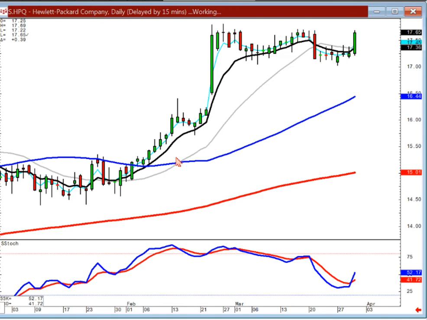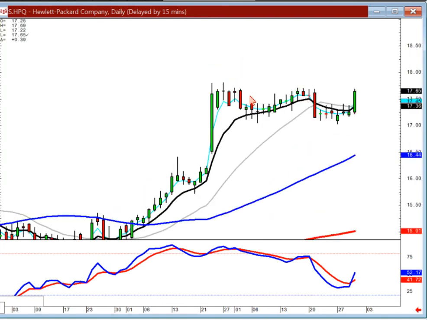Hewlett-Packard, cradle, more of a scoop. Remember, a cradle usually ends at the bottom of a downtrend. This looks more like a scoop pattern, but still effective. Notice your series of dojis. Get ready to buy this one on positive trading, breaking out through this level.